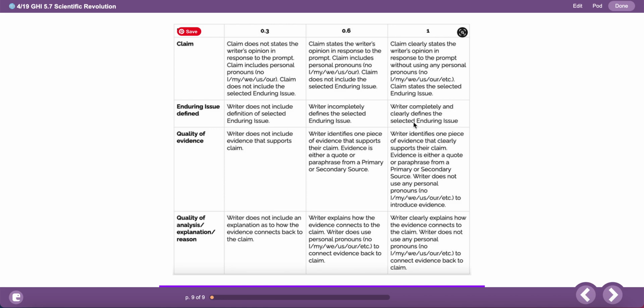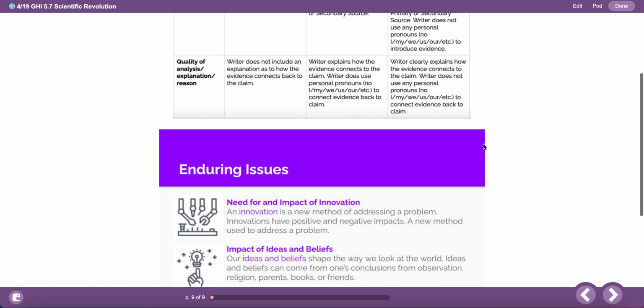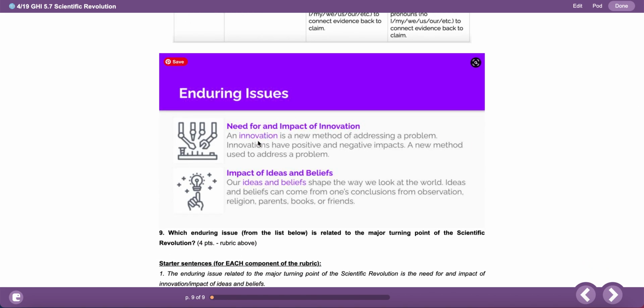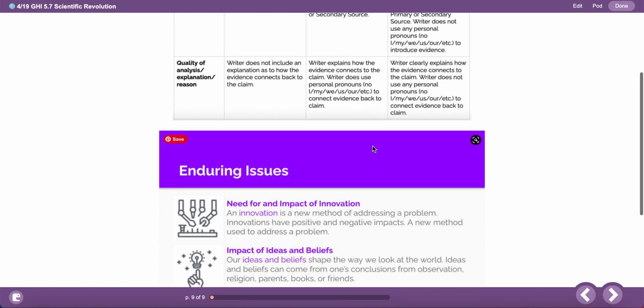The next part is enduring issue is defined. Now, you might wonder why we're having you define the enduring issue. Well, the reason is if you take the Global History Regents at the end of the 8th grade, one thing that you actually have to write is an enduring issue essay, and part of the rubric for the enduring issue essay, along with a claim, along with strong evidence, along with analysis, is that you have to define the enduring issue. So to earn full credit, you're going to completely and clearly define the selected enduring issue. I might just point out that you have a definition for both of these right here that you can use, and we suggest that you do use.